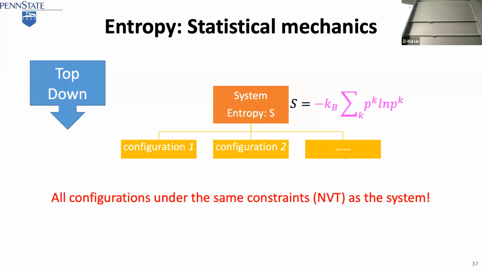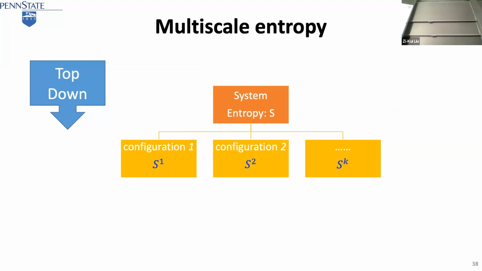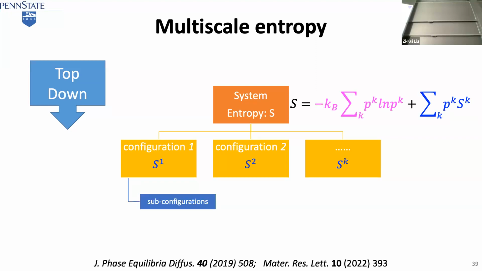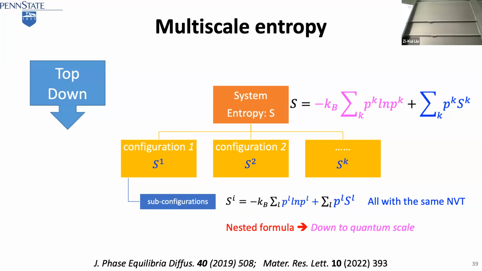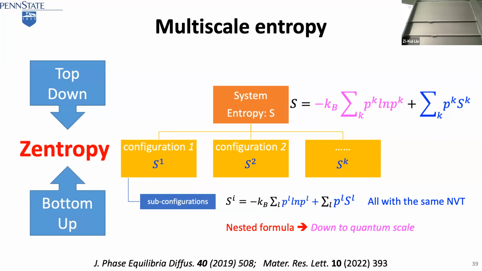But three more slides: the entropy from Gibbs only covers one configuration, one level, one scale. But if each configuration has an entropy itself, you have to add them back. If you add them back, you can go all the way down to the electron level, as quantum mechanics gives us. So you have top down, you have bottom up, and then you get an entropy in the middle. This one is from top down, this one is from quantum mechanics, the bottom up. You put them together, you get the full total entropy of the system.